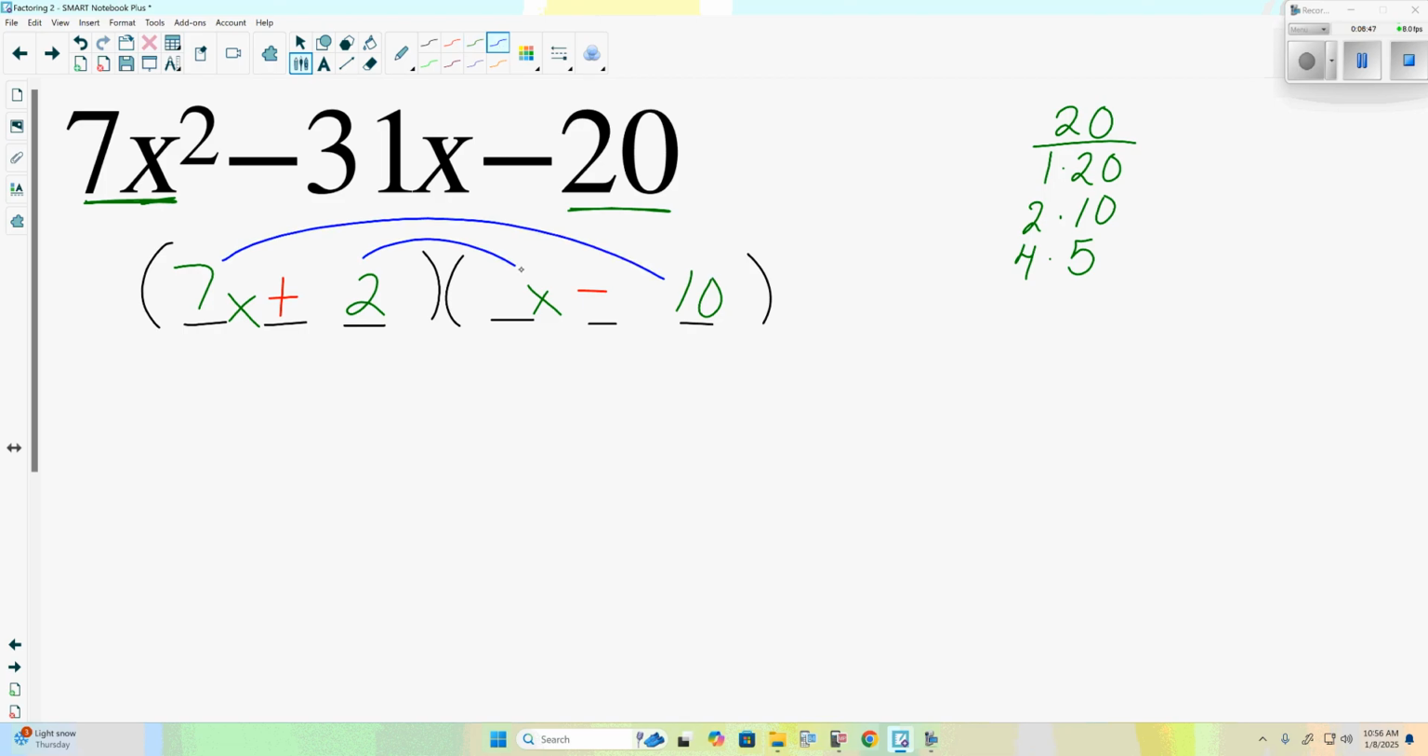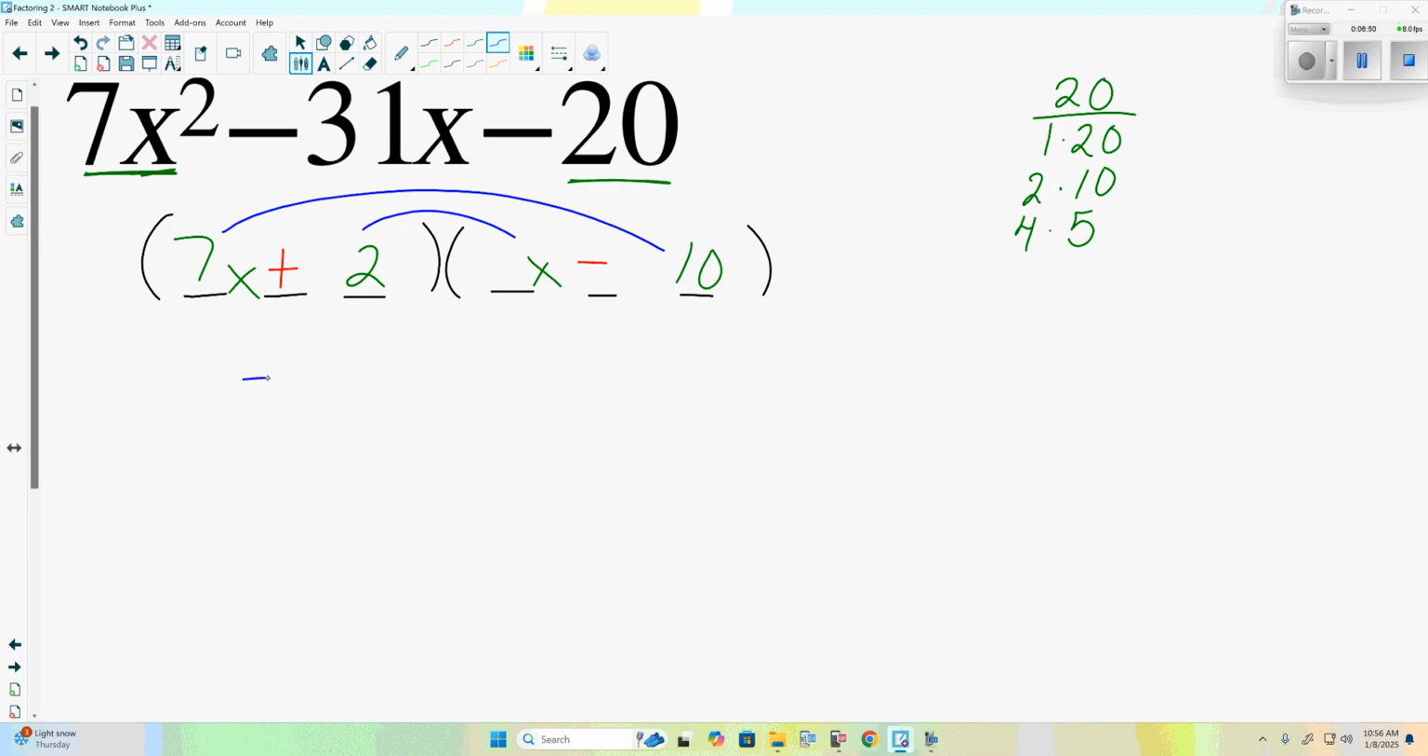And then we're going to check this here. So we have 7x times negative 10, which will be negative 70x. And then 2 times x is going to be plus 2x. And negative 70x plus 2x, negative 70 plus 2, will give us negative 68x. So what we can do is flip the 2 and 10 and try this again.